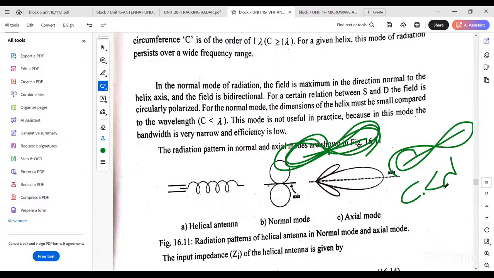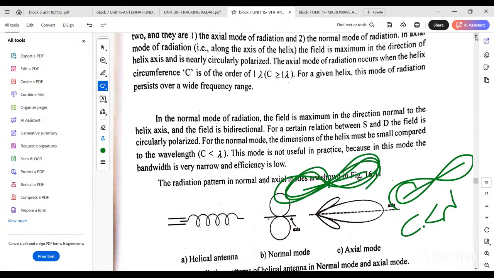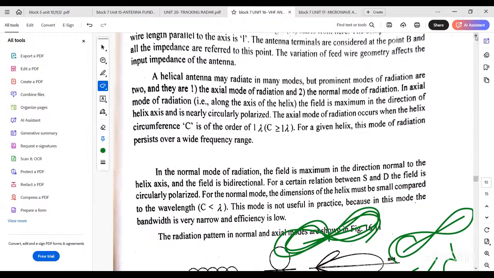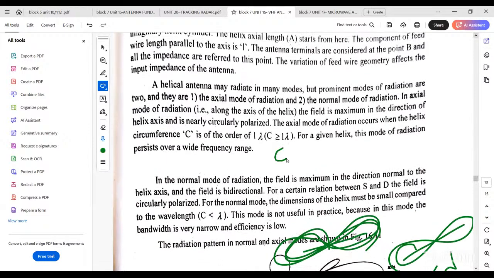Next, come to the axial mode, in the above paragraph. What is there in axial mode? Here, circumference is greater than or equal to lambda. A helical antenna may be radiated in many modes. In that, we are choosing only two modes. One is axial mode, another one is normal mode.